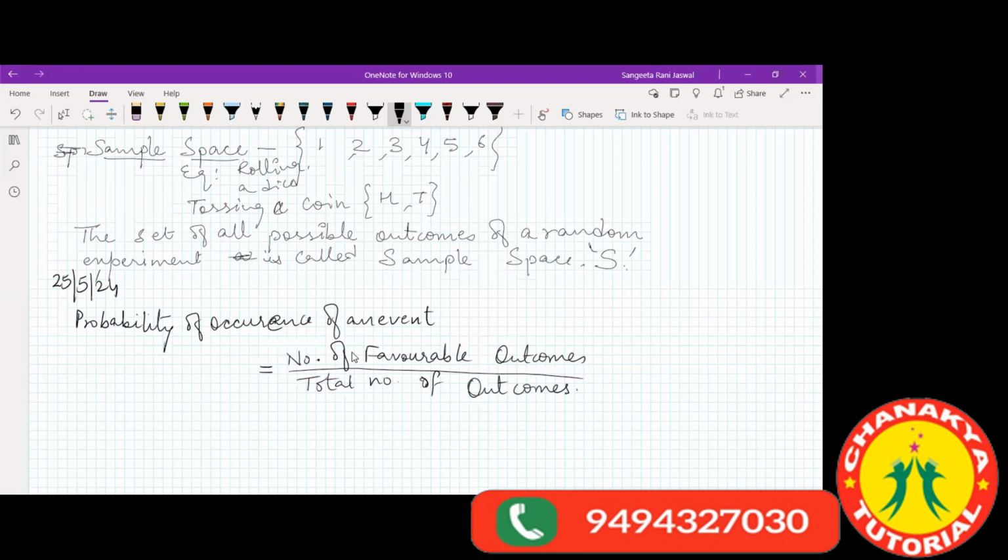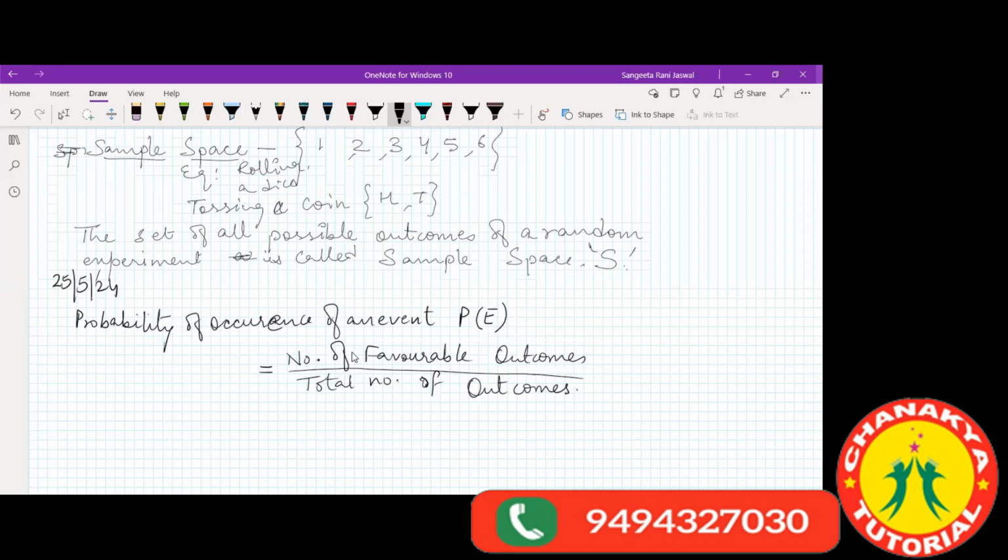So probability of occurrence of an event is also written as P, and inside the bracket we write E, probability of an event, which is given by number of favorable outcomes upon total number of outcomes. Favorable outcomes means what we want in the whole of the sample space in a random experiment, what we actually want.